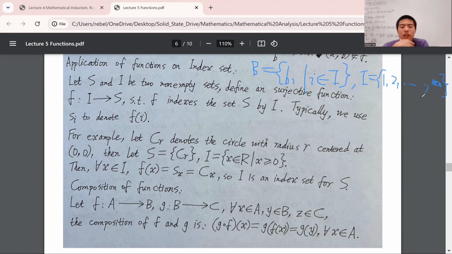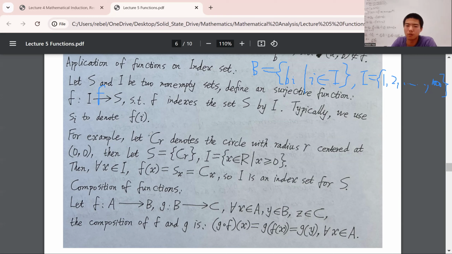And a function can also represent an index set. And this is one very important application of functions. So let's say S and I are two non-empty sets. So define a surjective function from I to S, which means every element in S is reached by at least one element in I. And in this case, the function f going from I to S indexes the set S by I. So typically we use S_i to denote f(i).